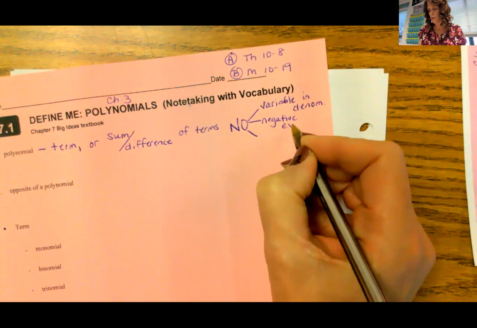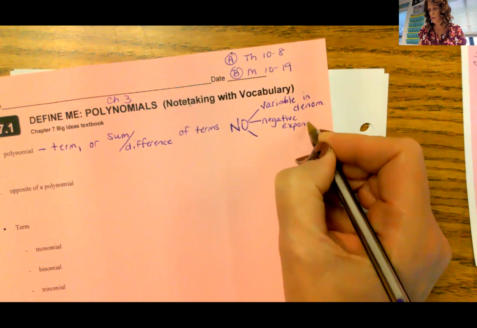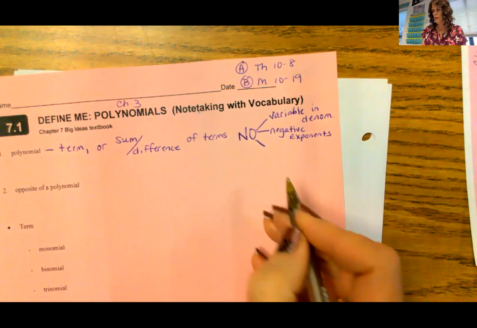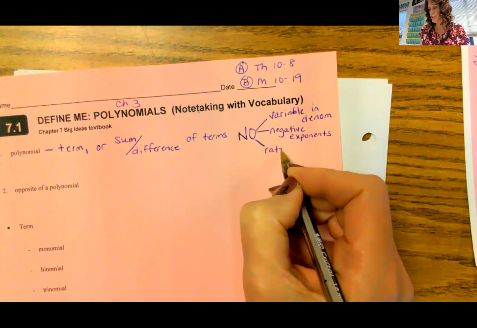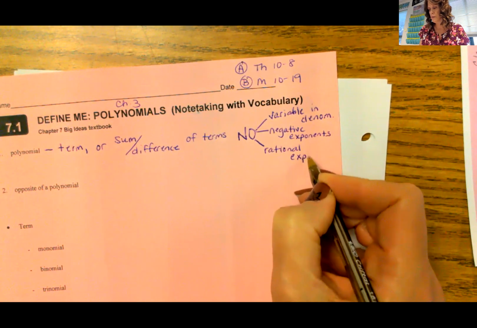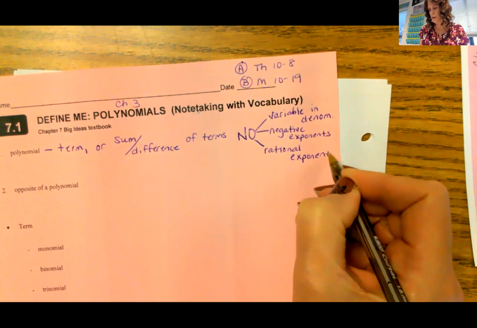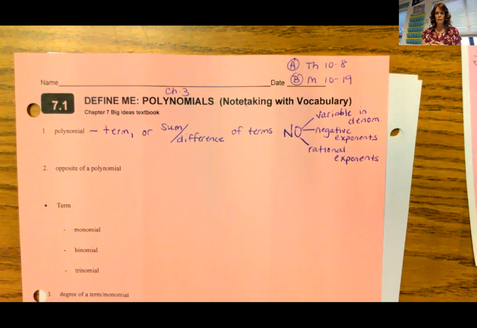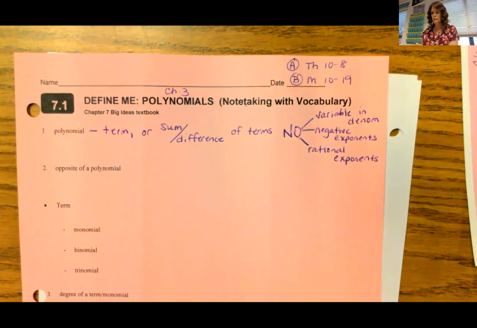And if you think about that for a minute, when we have a negative exponent, to simplify it, we move it to the denominator, right? And we also can't have a rational exponent. Now, we haven't done this yet, but rational exponents are fractions, okay, in our exponents. So these are things that would disqualify something from being a polynomial. Otherwise, it's a term or sum or difference of terms.